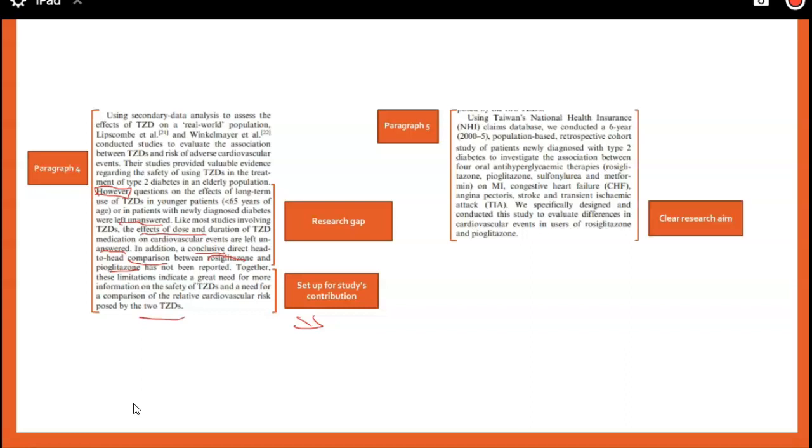Right, there's a clear research aim here. They start off by using this particular database. They're doing this kind of study, and so on. And at the end, we specifically designed and conducted the study to evaluate differences in cardiovascular events in use of rosiglitazone and pioglitazone. Exactly what they pointed out in the previous paragraph, what is missing, that comparison of the relative cardiovascular risk posed by these two TZDs, right? So here, there's a strong connection. Research gap, guess what? Our research aim totally addresses that.